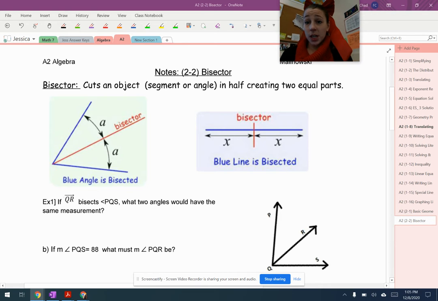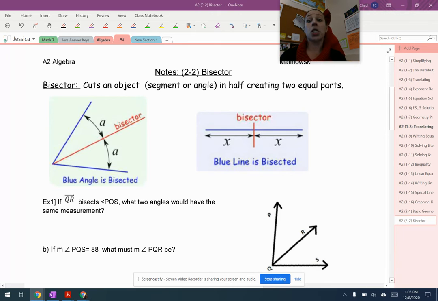All right, so here we are, lesson 2 into geometry. I know my bow looks fabulous. Fabulous. Sorry.